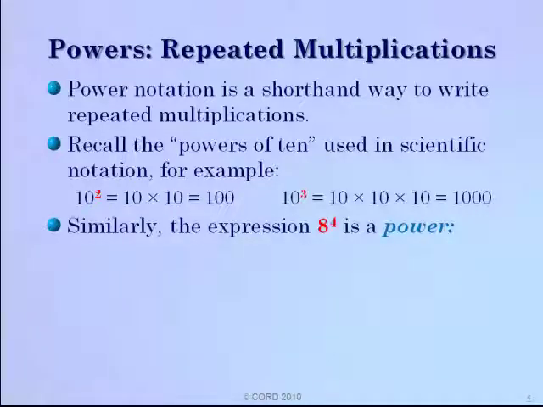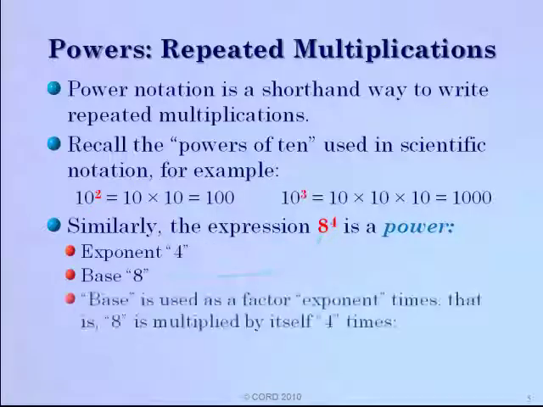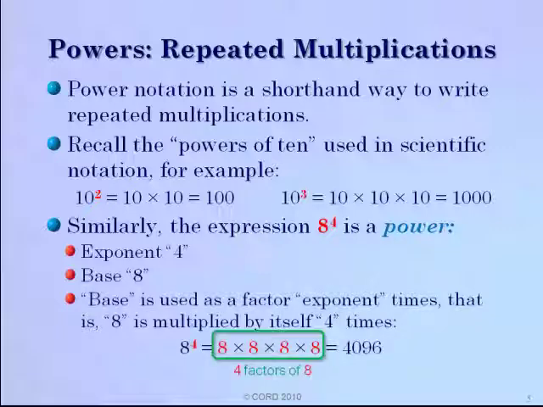Well, similarly, we could have the expression 8 to the 4th. That's a power. The 4 is the exponent, and 8 is known as the base. The base is used as a factor exponent times. That is, 8 is multiplied by itself 4 times. Or we can say that we have 4 factors of 8.